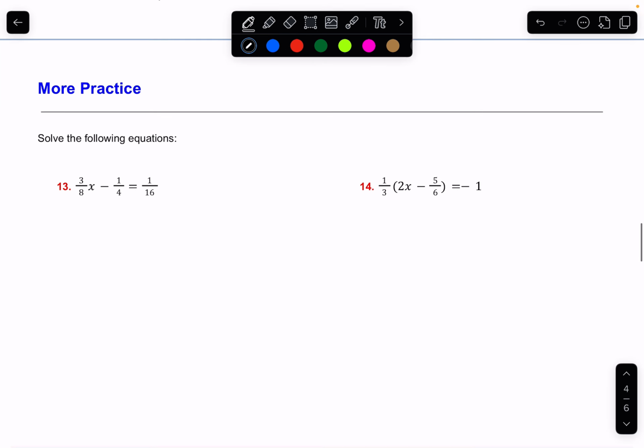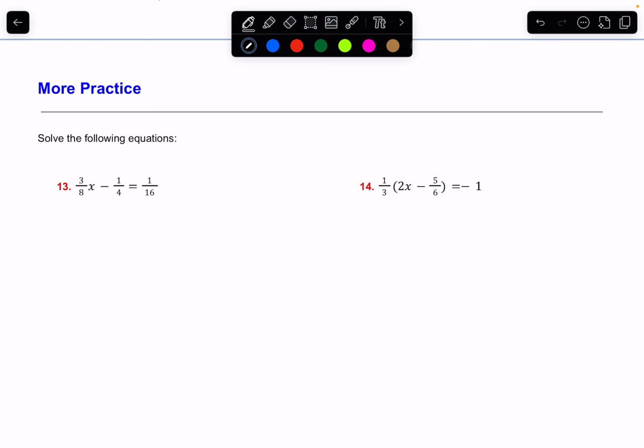Alright, so now more practice. This is where multiplying both sides by the lowest common denominator is going to come into play. So for the 13, we're going to multiply both sides by 16. And for 14, we're going to multiply both sides by 3. And then we're going to have to multiply both sides again in a later step. But I tell you that now, so go ahead and pause the video. That way you can take a chance at it.